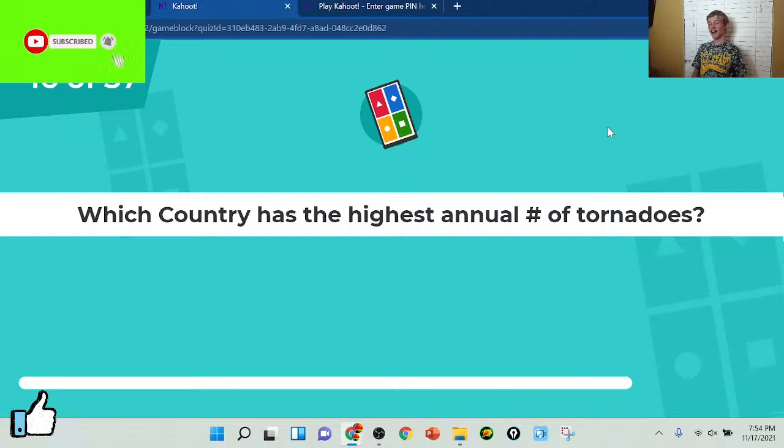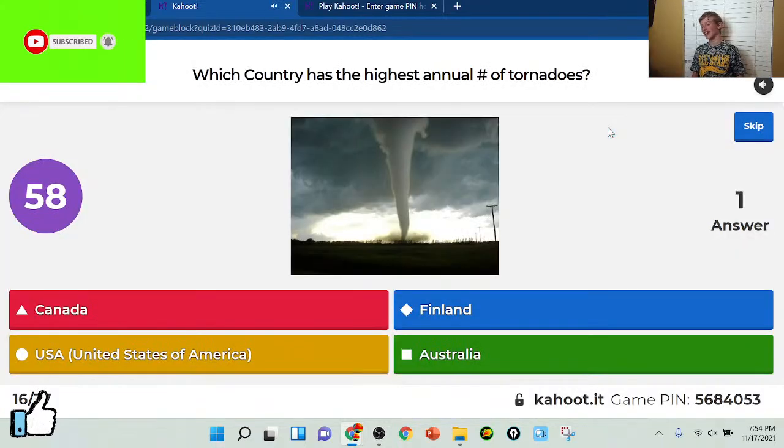What country has the highest annual number of tornadoes? Is it Canada, Finland, the United States of America, or Australia?